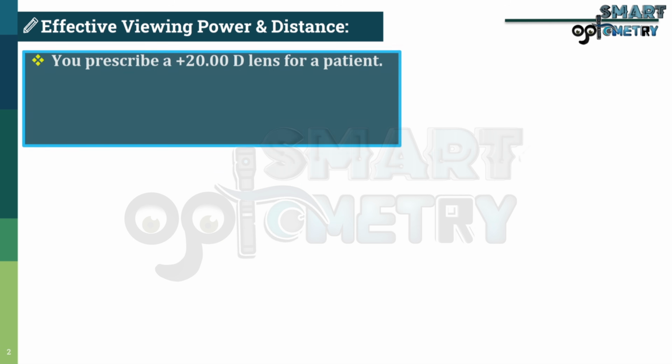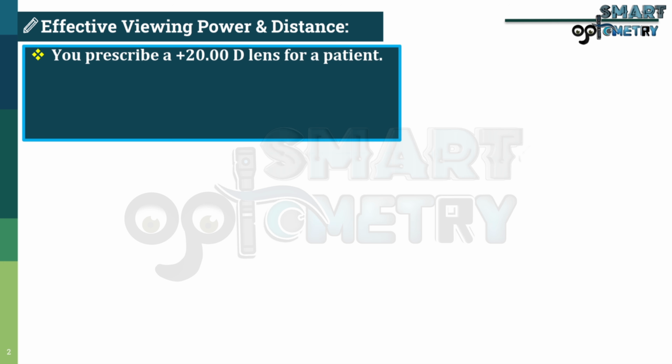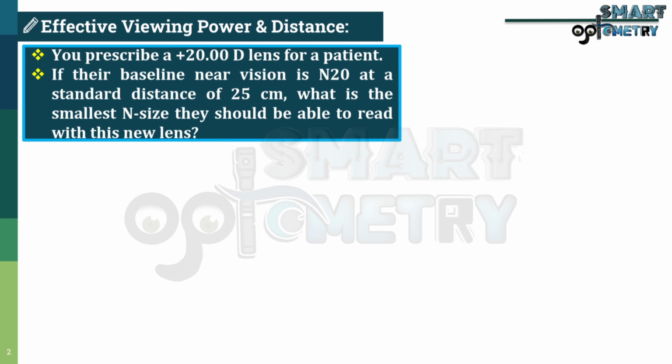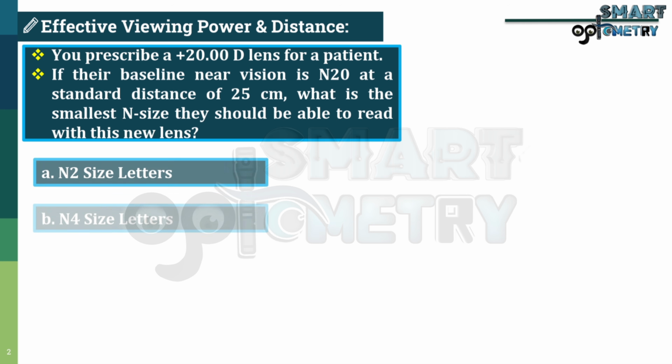Here is the question. You prescribed a +20 diopter lens for a patient. If their baseline near vision is N20 at a standard distance of 25 cm, what is the smallest N size they should be able to read with this new lens? Here are the options.